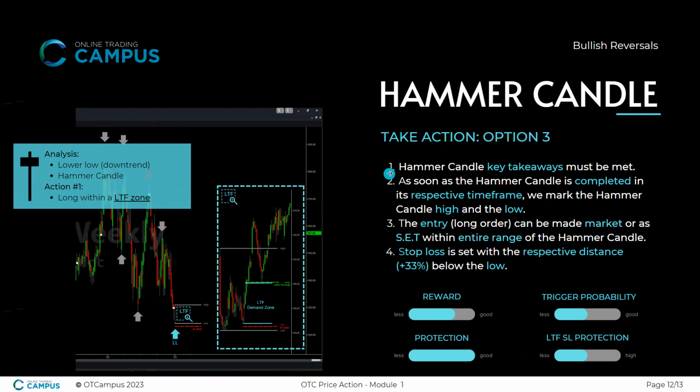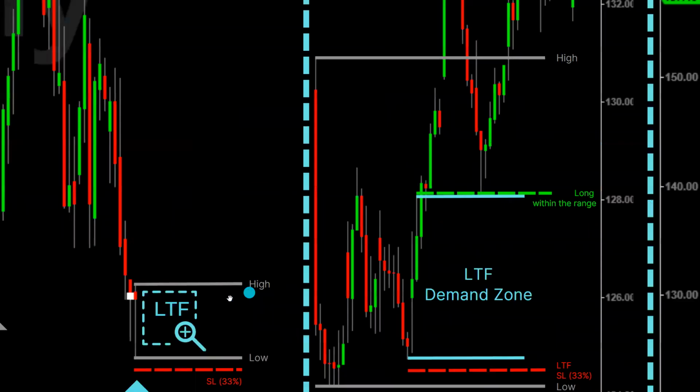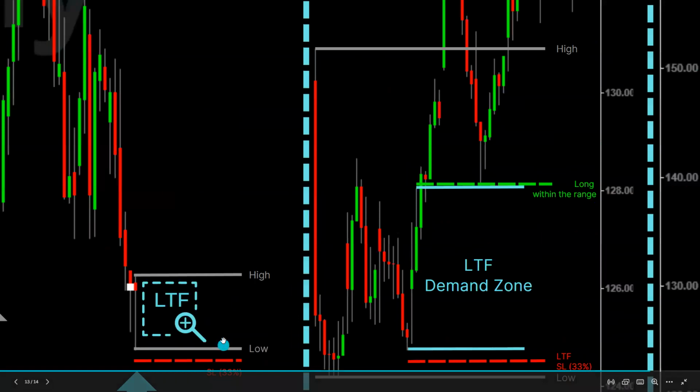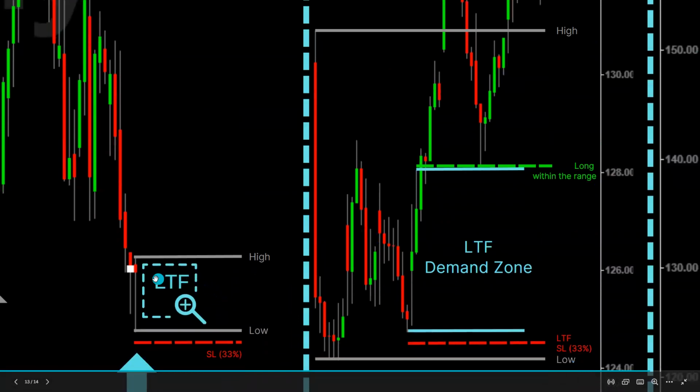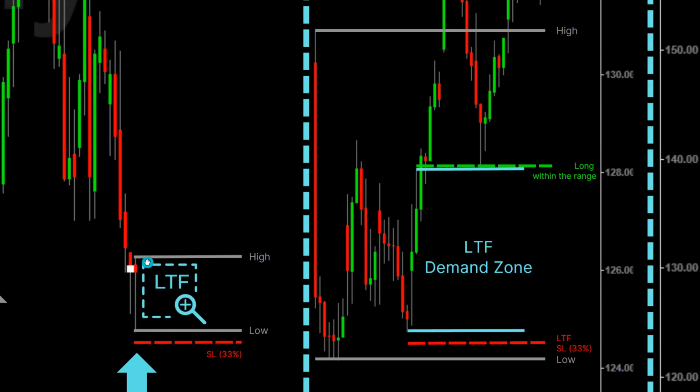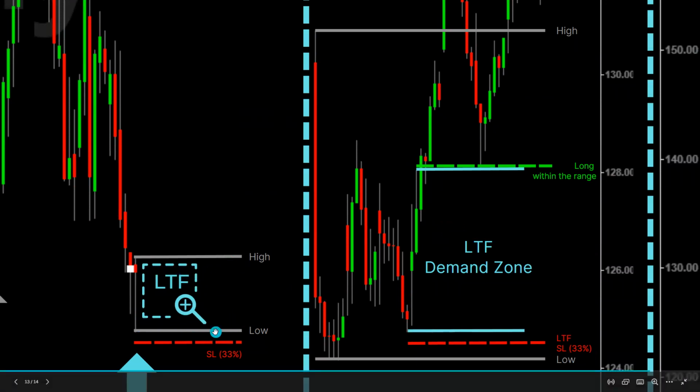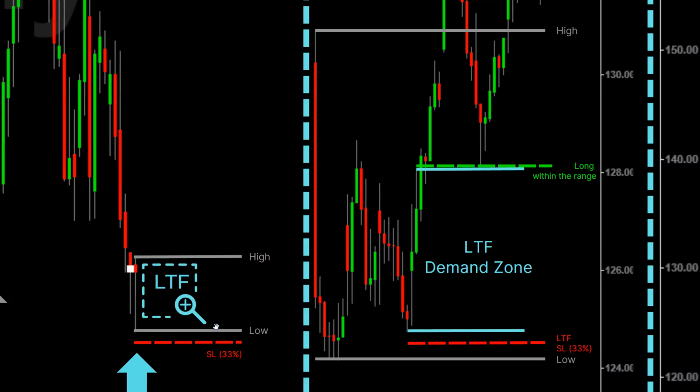Let's go to the right. Again, the hammer candle key takeaways must be met, always the same. Number 2, the same here. As soon as the hammer candle is completed in the respective time frame, we mark the hammer candle high and the low. Here it is a high, this is a low. And then look at this here. We will check the lower time frame. Okay, you have the high, the low. You can mark this in your chart and then go into the next lower time frame.